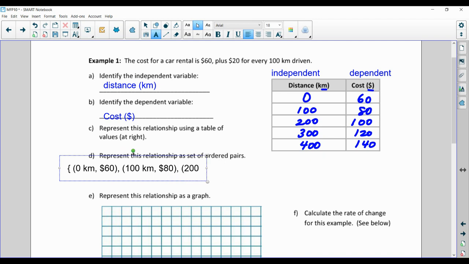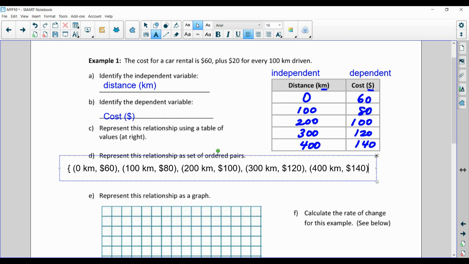My next one would be if I went 200 kilometers, that would be $100. And then if I went 300 kilometers, that would be $120. And then 400 kilometers, there we go, would be $140. And then I put my curly bracket on the outside to say that my set is over. So it's a set of a bunch of ordered pairs.